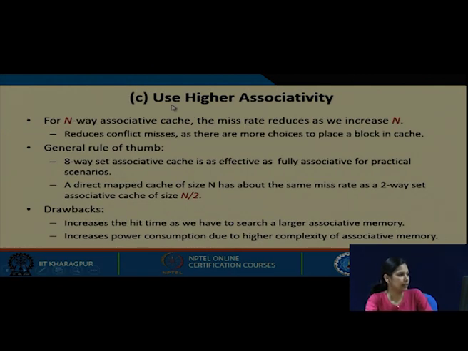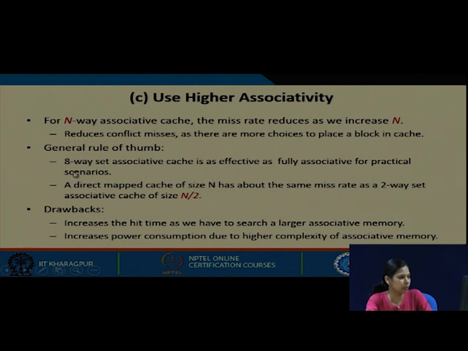Let us see how to use higher associativity. For an n-way associative cache, the miss rate reduces as we increase n. Of course, if we increase the value of n, then the associativity increases. So, this reduces the conflict misses as there are more choices to place a block in a cache. As n increases, more blocks from main memory can be placed in the same set in that particular cache. In that way the conflict misses will definitely reduce.